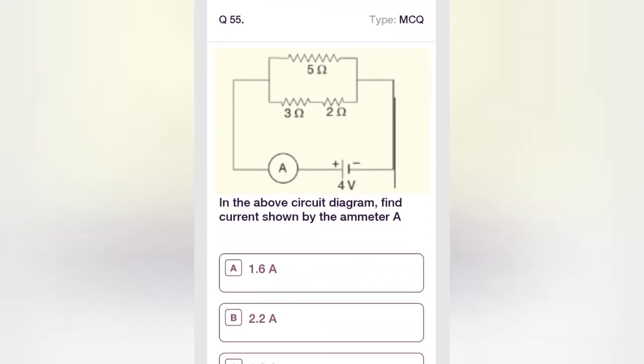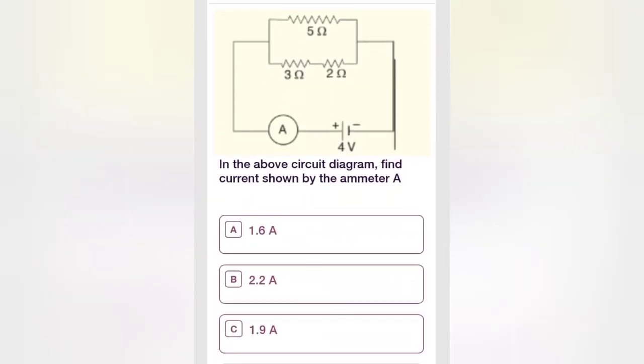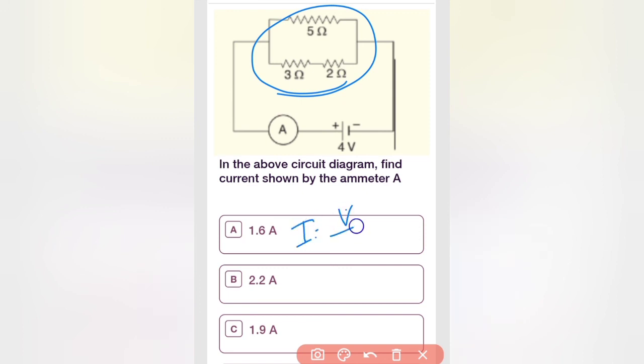We have to find the current. So how do we find the current? It is 2.5, as we have found the total resistance is going to be 2.5. So I is equal to V by R. Here the voltage is 4 divided by 2.5.